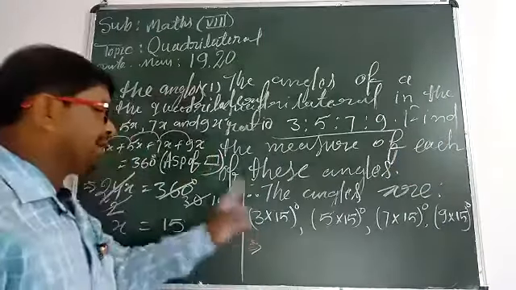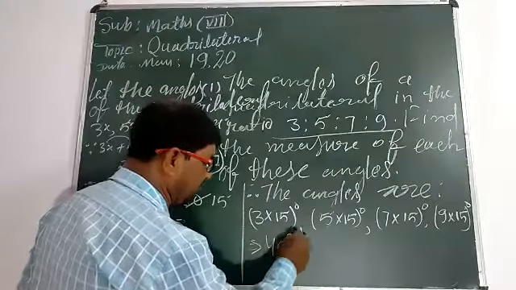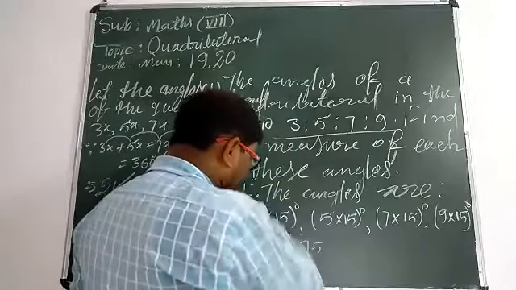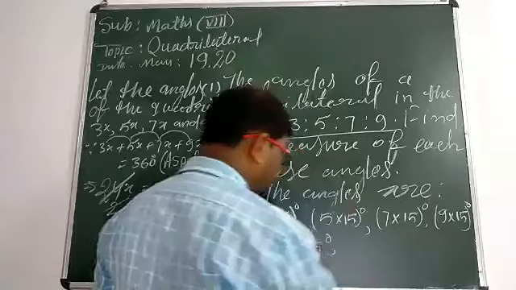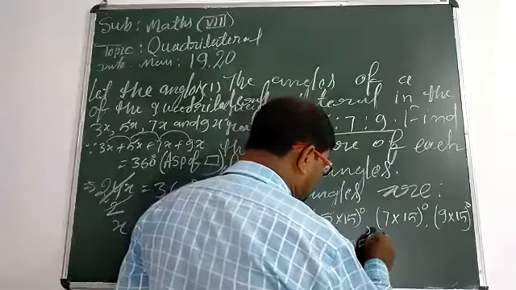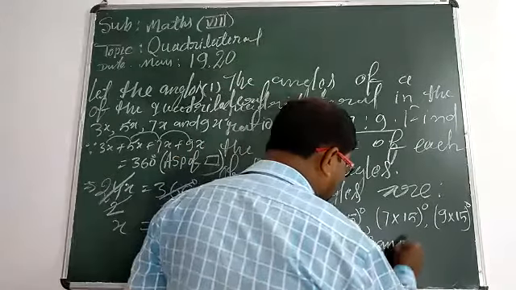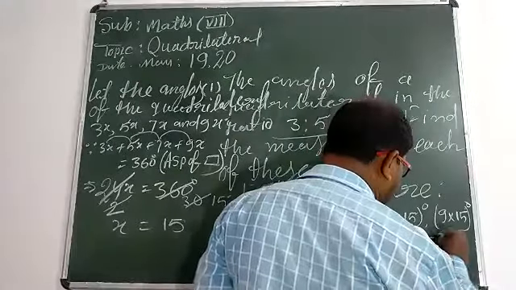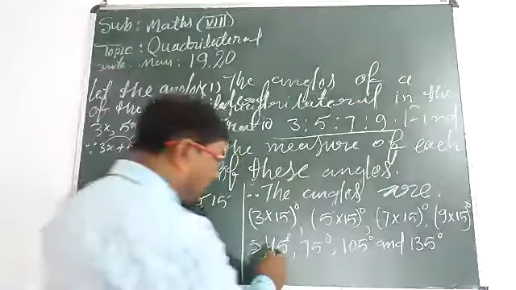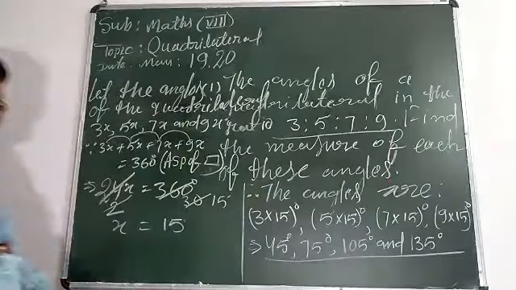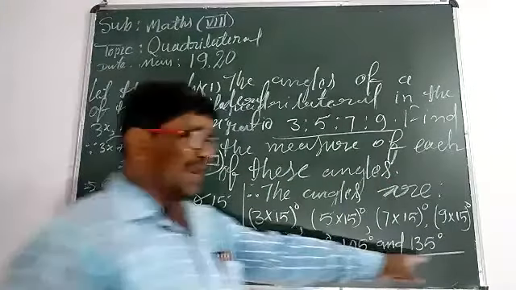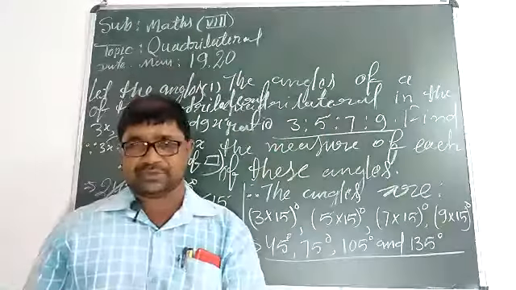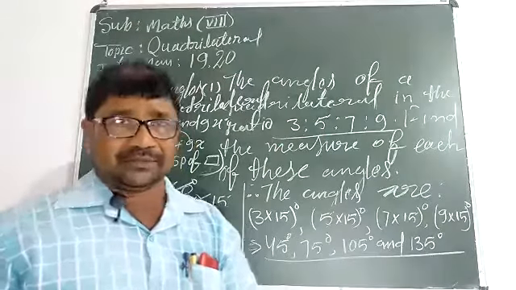Understood? 15 threes are 45 degrees. 15 fives are 75 degrees. 15 sevens are 105 degrees. And 15 nines are 135 degrees. They are the interior angles of the quadrilateral. Understood, student? No problem at all.